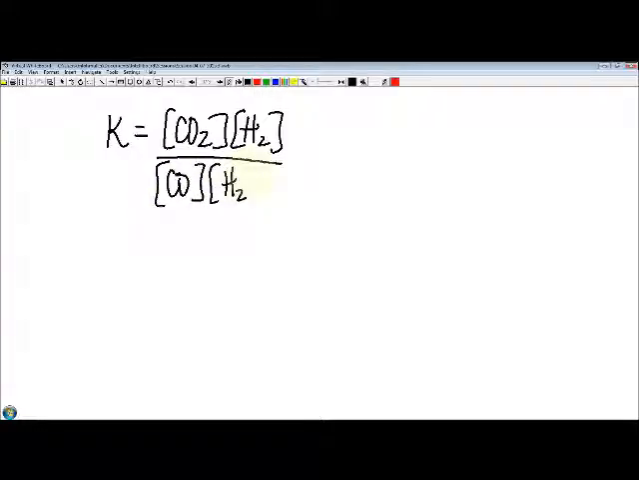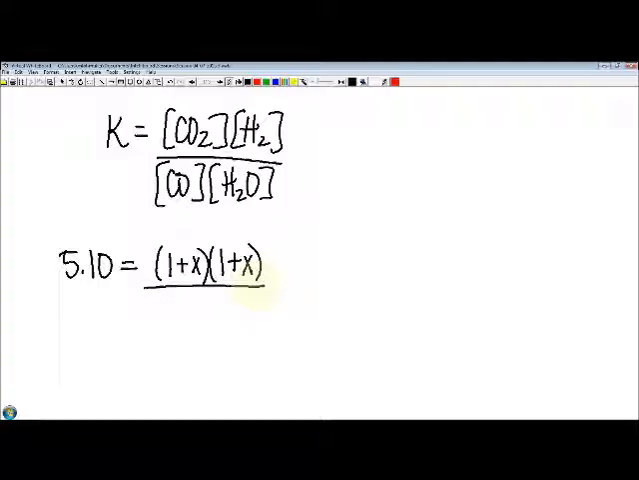we plug in that like 1 minus x or 1 plus x in the right spots. We know K from the problem was 5.10 equals, and then each of the products were 1 plus x. So 1 plus x times 1 plus x over, and then we had 1 minus x times 1 minus x. Okay? Well, to simplify life a little bit, since they're multiplying, it's really just each of them squared, quantity squared.